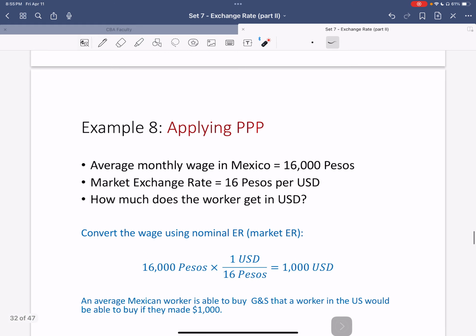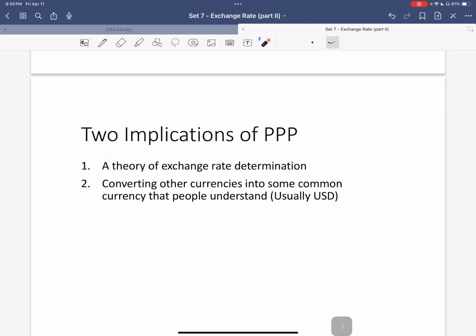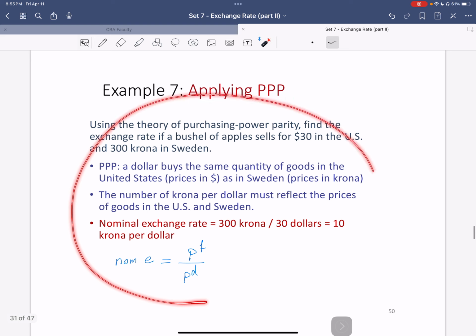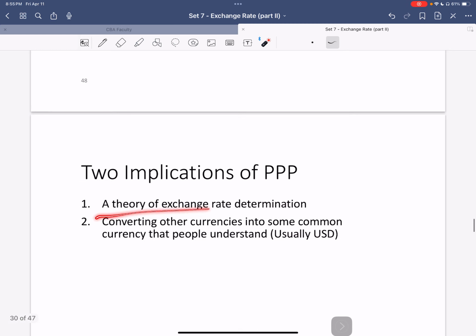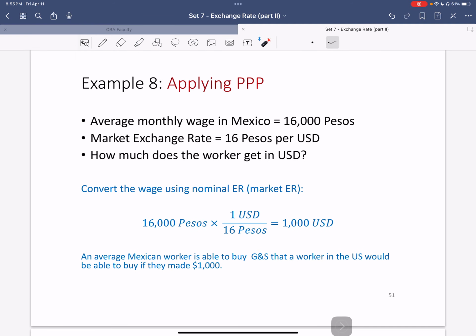Let's look at another example. The first application was that we can find the exchange rate, just like what we did here. Using the purchasing power parity, we can find the nominal exchange rate. Another application of purchasing power parity is that we can use it to convert values across countries. For example, let's say the average monthly wage in Mexico is 16,000 pesos, and we know that the market exchange rate is 16 pesos per US dollar.